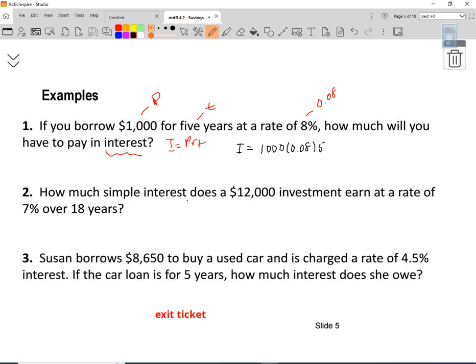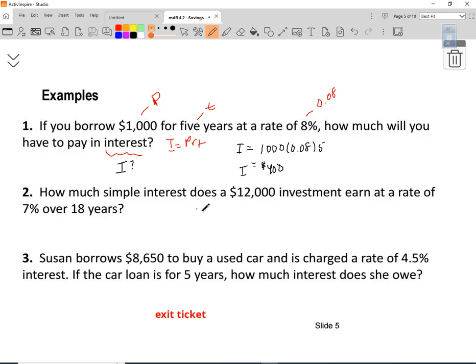So, and then you can just plug this in on the calculator. So the interest is our unknown, right? So how much are we paying in interest? That is what we don't know. Plug it in your calculator and you'll find that that is 400. That means you'll have to pay $400 in interest. So you pay back the $1,000 plus $400 in interest, but this question just asks for the interest.